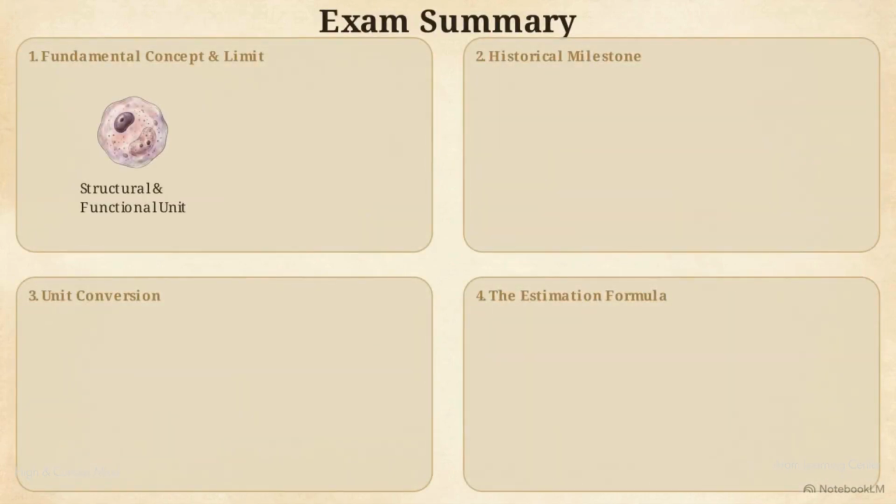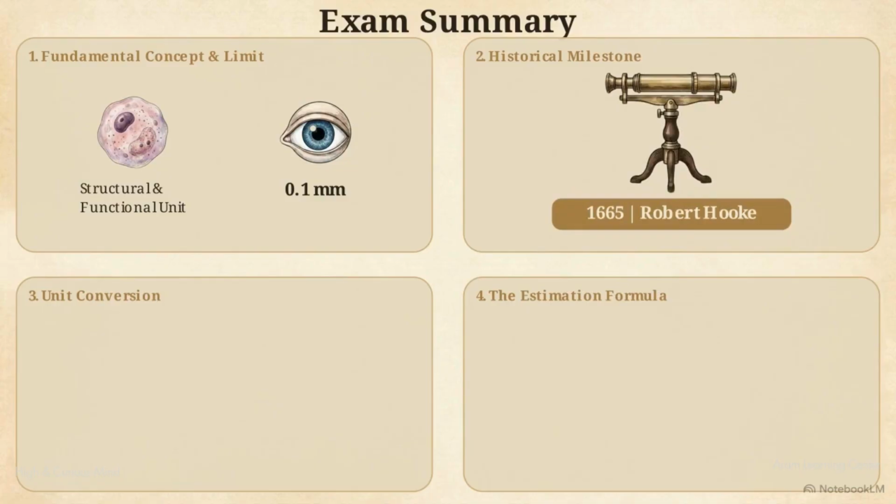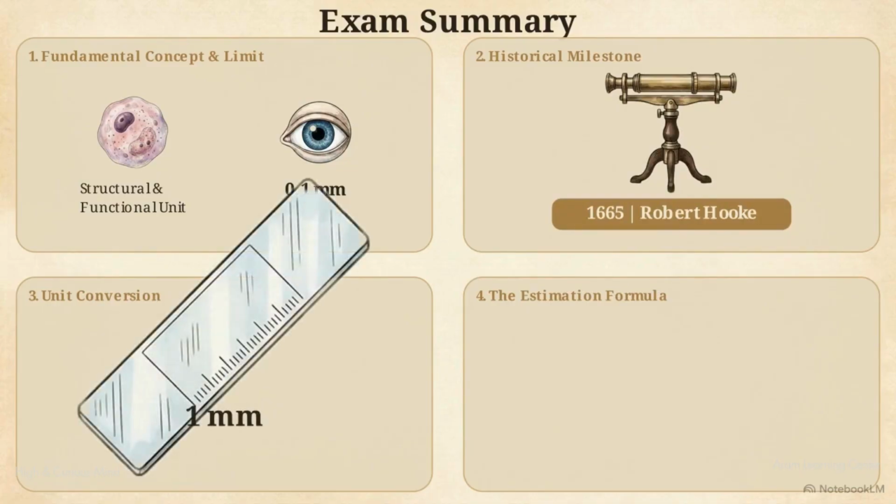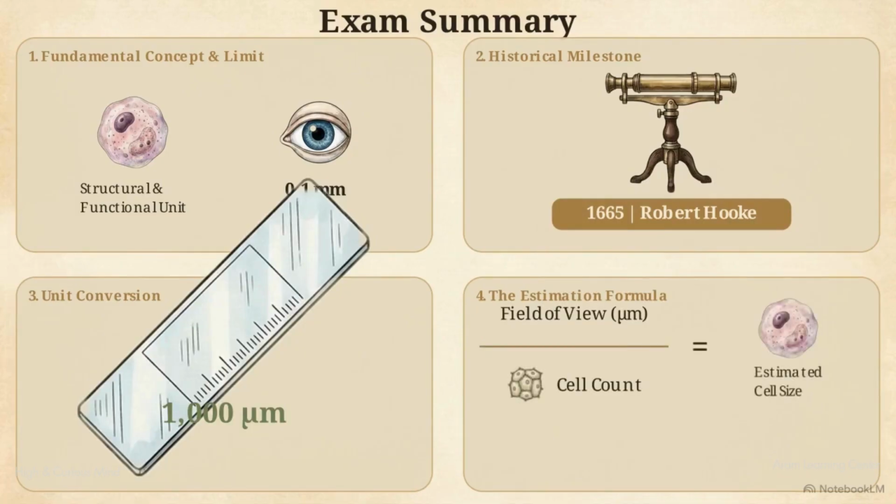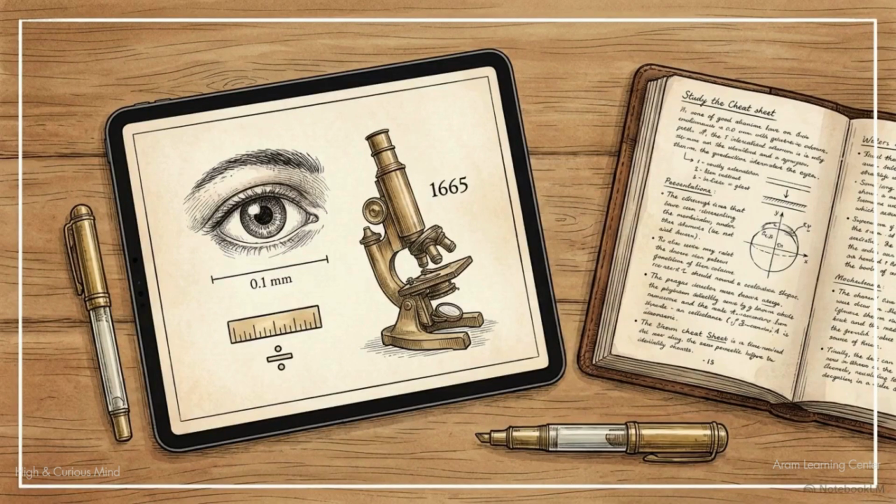The cell is life's structural unit, and the human eye's resolution limit is 0.1 millimeters. Remember, Robert Hooke first named cells in 1665. For calculations, 1 millimeter equals 1,000 micrometers. Find estimated cell size by dividing the field of view by the cell count. Screenshot this summary for your study notes. Mastering these definitions and the estimation formula will ensure you are prepared for your exam.